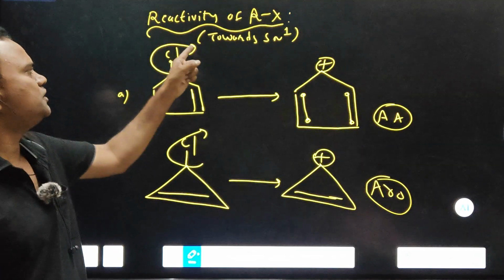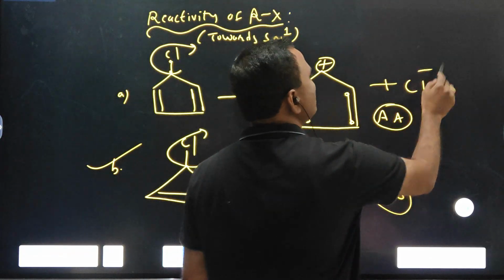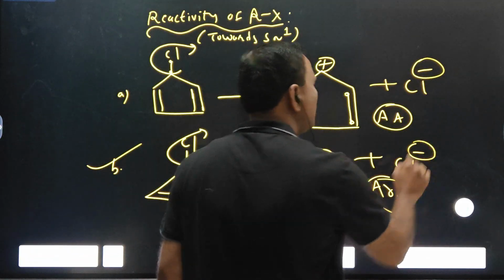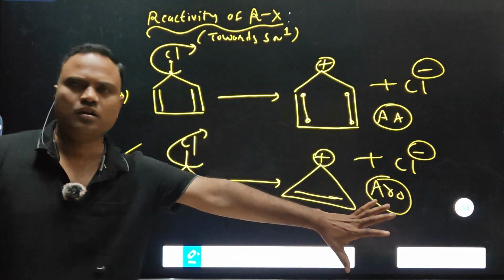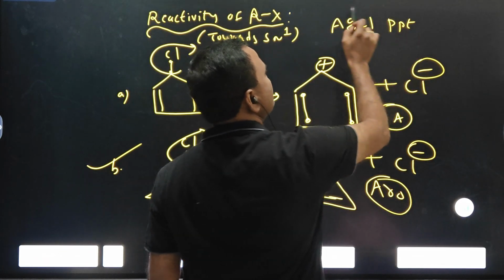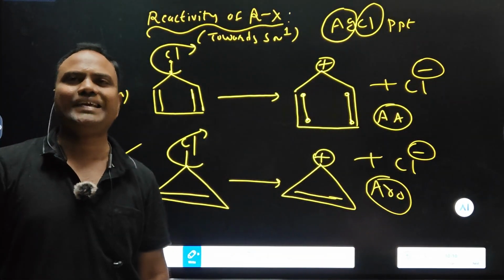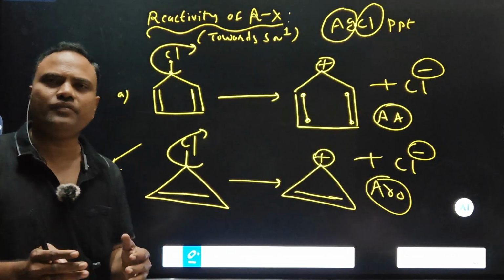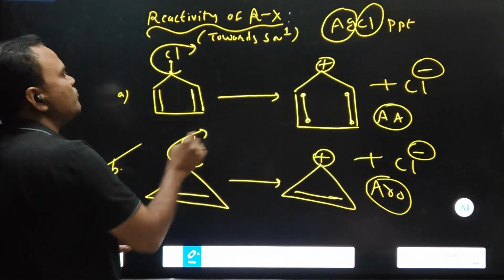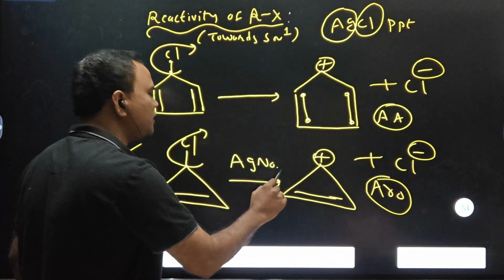Now you tell me what we did here. We removed halogen as negative charge or not? Cl negative. Here also what did we do? Removed halogen, so we will get Cl negative. You know, when AgCl precipitate formation takes place, when you have Ag and when you have Cl, then AgCl precipitation takes place. See, we are adding AgNO3, silver nitrate, to this compound and to this compound.